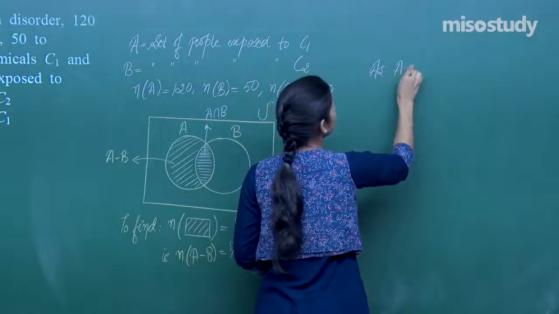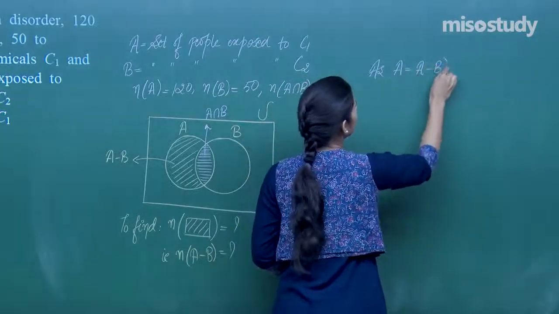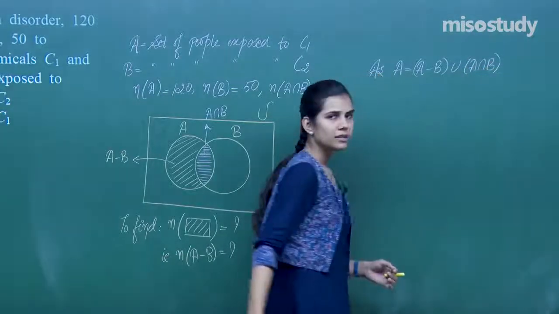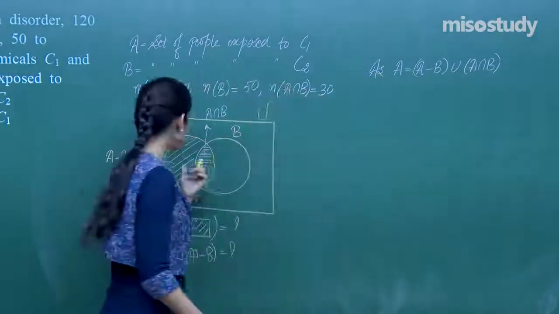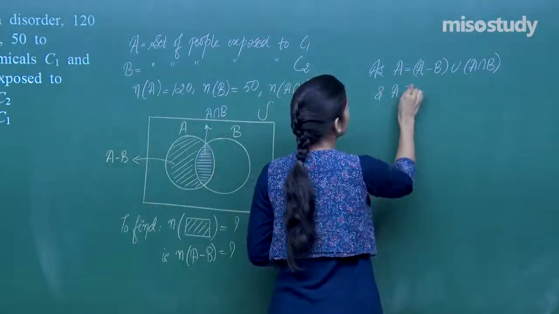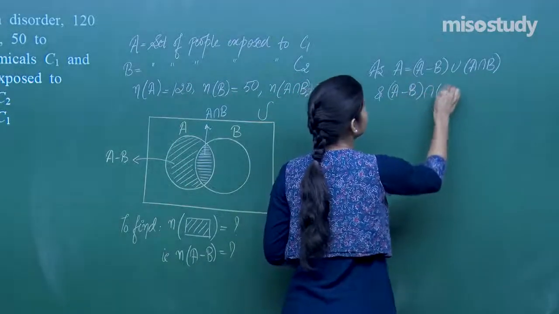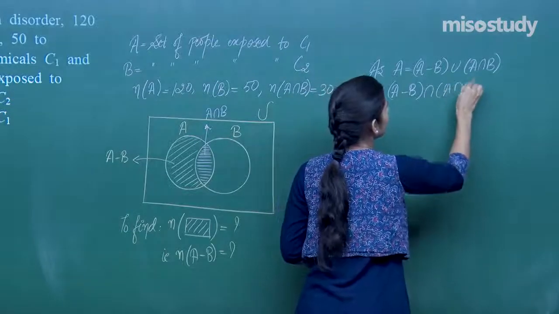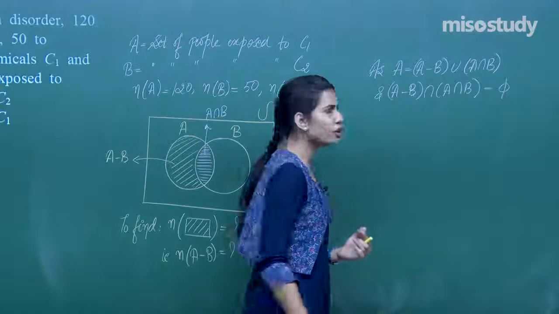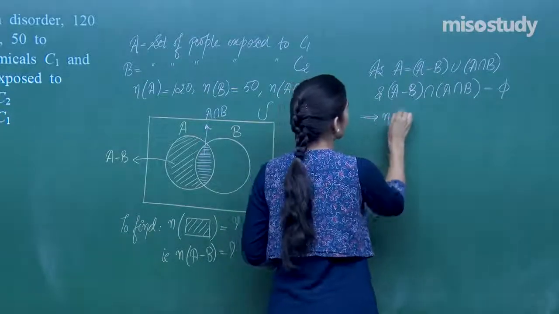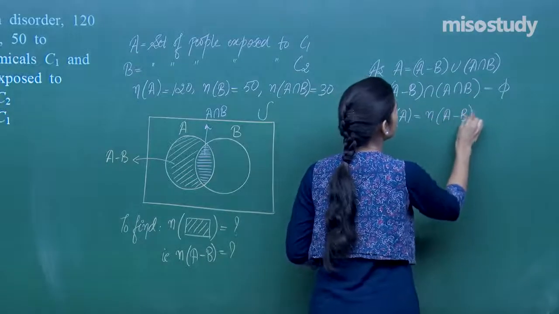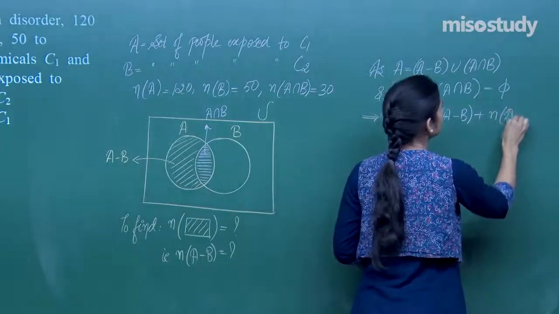As A is A minus B union A intersection B, and A minus B and A intersection B are disjoint sets, there is absolutely nothing common in them. And A minus B intersection A intersection B, that means the common portion between them is an empty set, that means they are disjoint. This implies number of elements in A is number of elements in A minus B plus number of elements in A intersection B.